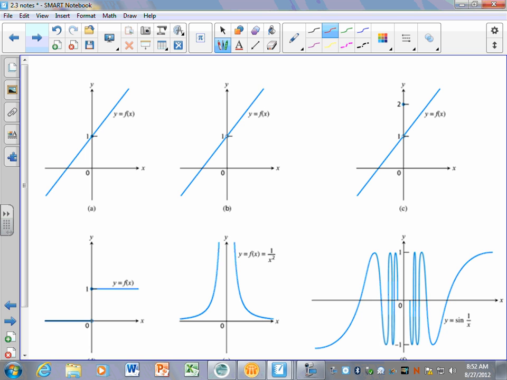A is just a nice little continuous function. So there's no breaks, there's no gaps, there's no holes. This is continuous. And we're assuming that it goes on forever and ever, but we can say it's continuous from negative infinity to infinity.